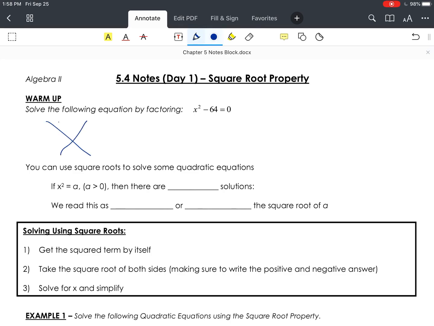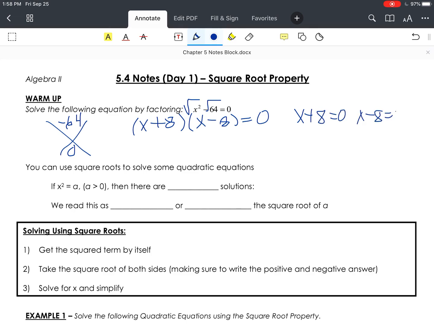So you might look here and want to draw your x where negative 64 is on the top, 0 is on the bottom, and there is no b. Or you might say, oh, I noticed there's no b, so I can just take the square root of 64 and the square root of x squared, and I'm going to have x plus 8 and x minus 8 equaling 0. Then you set both parts equal to 0, and you say, okay, my two answers are positive 8 and negative 8. That was solving via factoring, okay?